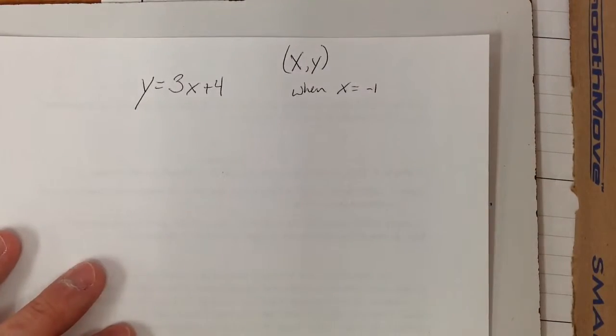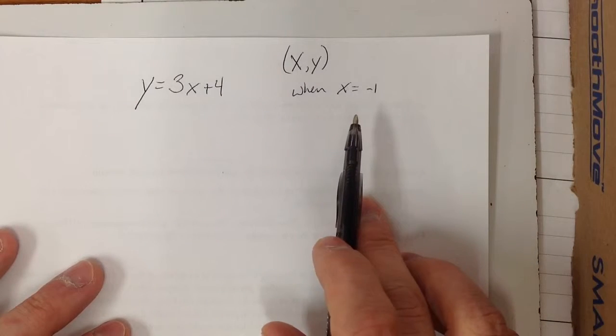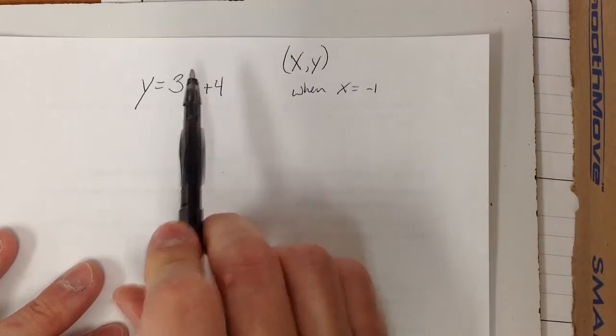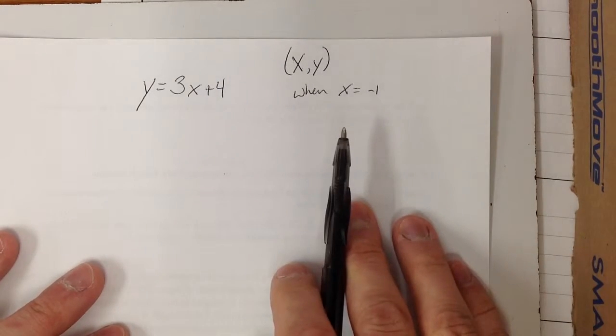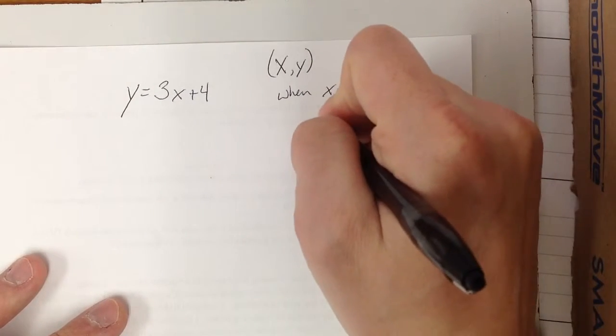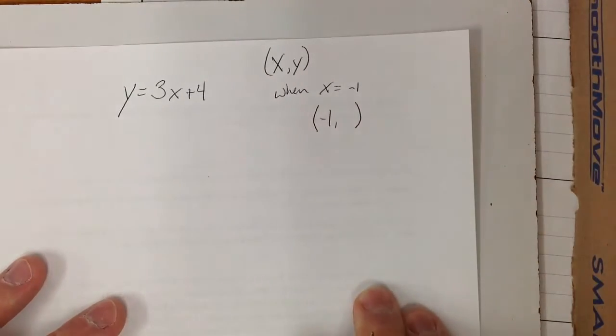So what this equation tells me is I want to know what y is equal to when x is equal to -1. So you're going to have some practice problems like this where they'll give you an equation and they'll give you the value of x, and so you already know part of your answer. So I know that my x value is -1, but I don't know what my y value is, and that's what I want to find out.